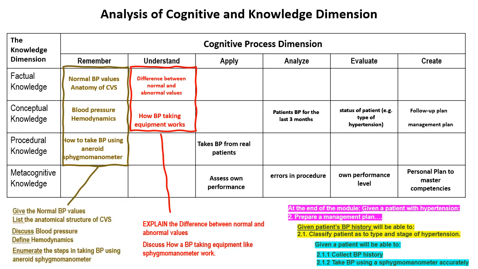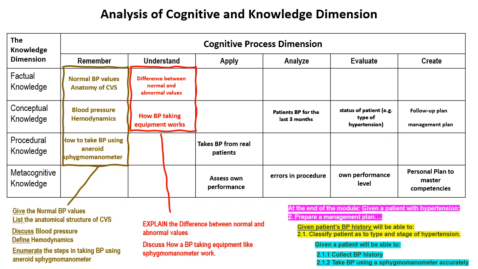And let's bring down remember and now add verbs to them. So our statement will be: give the normal BP values, list the anatomical structure, discuss blood pressure, define hemodynamics, enumerate the steps in taking BP using aneroid sphygmomanometer. So now you have appropriate verbs for each dimension, and now you have a complete set of outcomes.